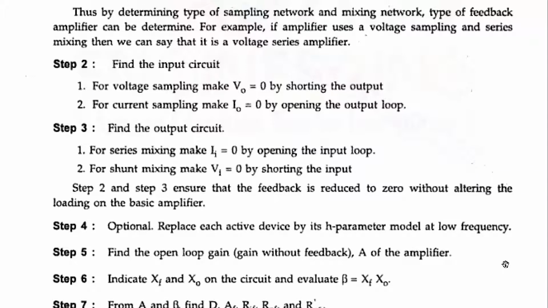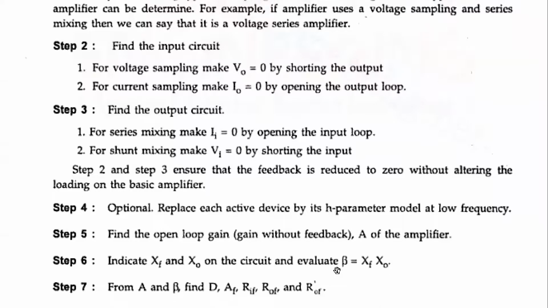So the output of the feedback block is the feedback signal, and the input to the feedback block is the output of the amplifier. Any block gain is output by input. So beta will be: its output is the feedback signal, its input is the output of the amplifier. So beta will be xf by x naught. We have seen this so many times.